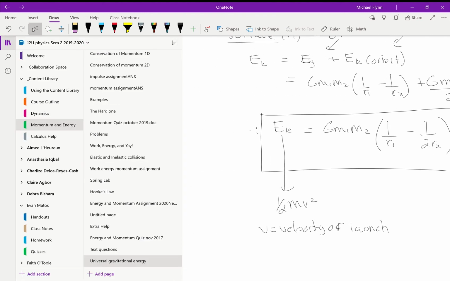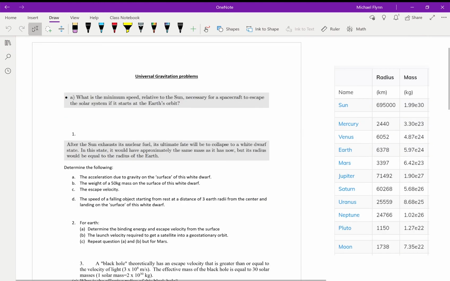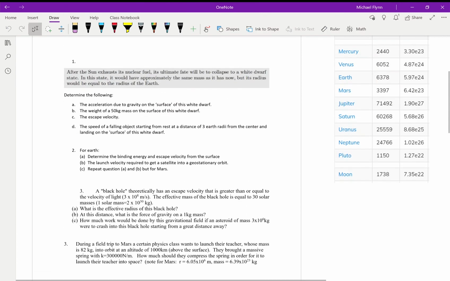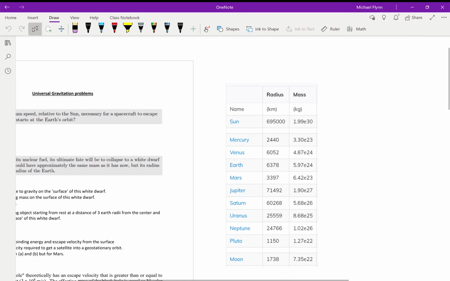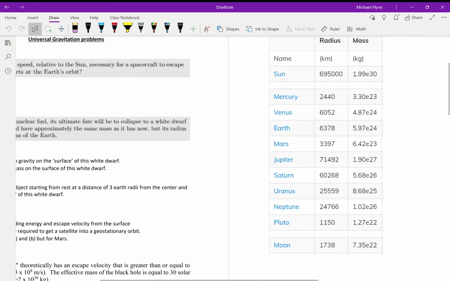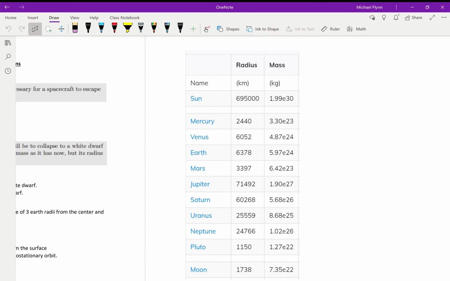I wanted to show you there's a little worksheet. There's not much to it. There's only 3 questions here, but some of them have A, B, and C, and so on. And so here's the deal. I included some planetary data for you here, okay? And if you look at the first question, what's the minimum speed relative to the sun necessary for a spacecraft to escape the solar system if it starts at Earth's orbit? Now, I'm going to change this later. I'm going to add the orbit distances from the sun for you, so you need that distance.